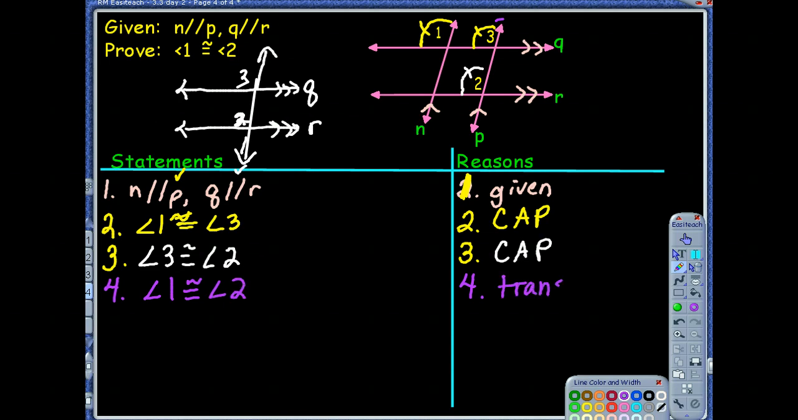That's the transitive property. Now what about substitution? It's congruence, though, and substitution is only a property of equality. So if you wanted to use substitution, you could change it all to equality, then substitute, and then change it back. But what's the point? That's why we have this property as well for congruence.